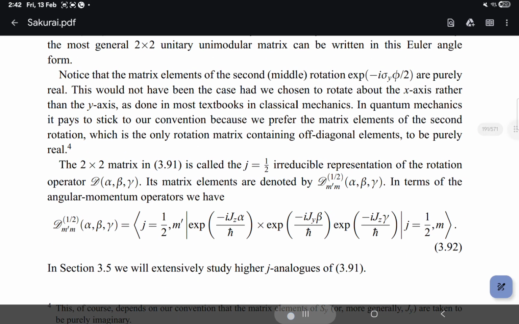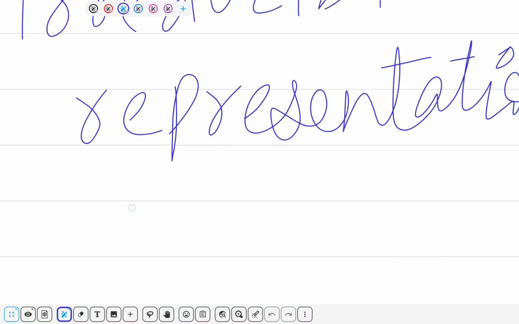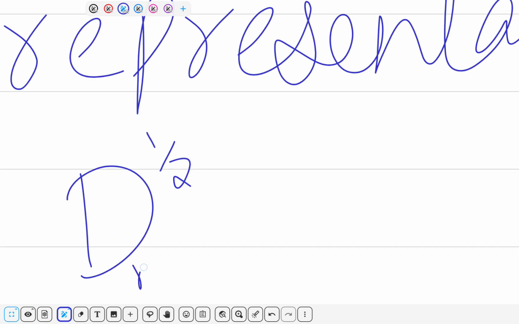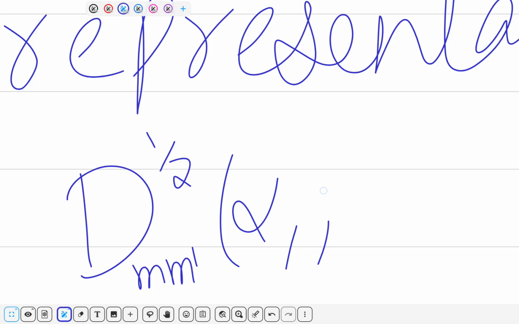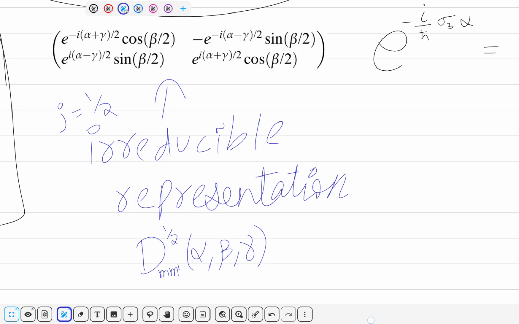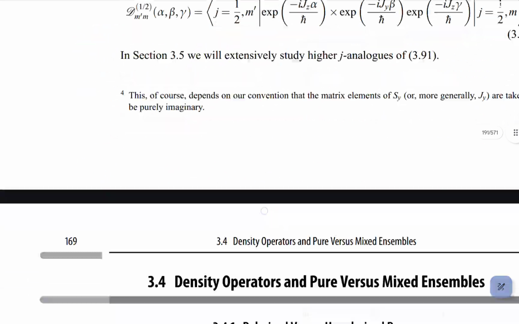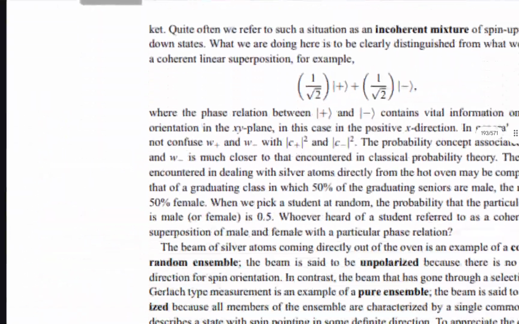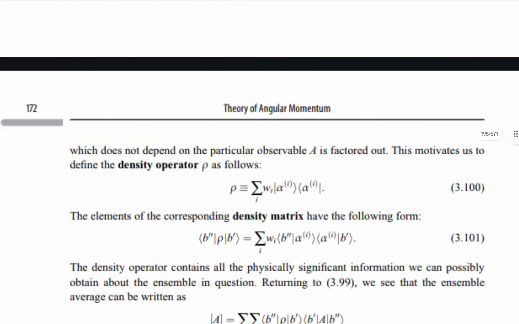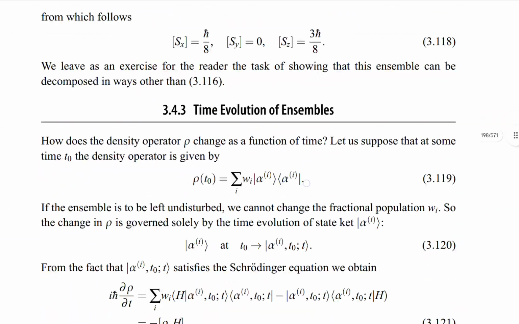So yeah, this is denoted by d half dash alpha beta gamma rotation. So what is so significant about this? I don't know. Maybe I will figure out soon. And then what is discussed about all this later is, then he just goes into representations and all that.